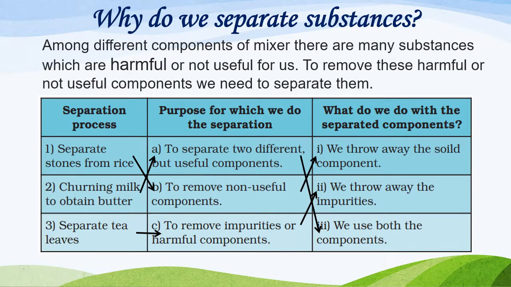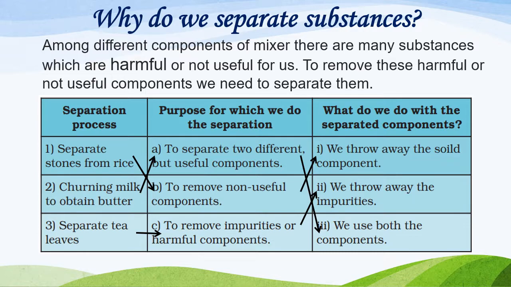Now this table is given in your NCERT book also. In this column, the separation process is given, in this column, the purpose for which we do the separation is given, and in this column, what we do with the separated components is given. So we have to match them. Number one is separating stones from rice. Which one is correct for this? To separate two different but useful components, we remove stone from rice, but stone is not a useful component, so the first option is not correct.